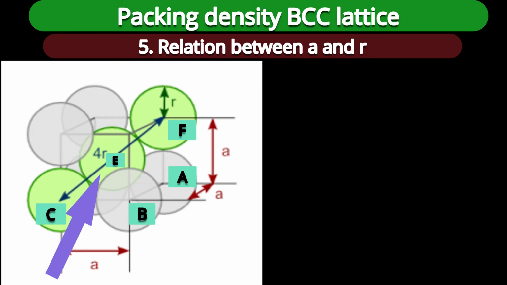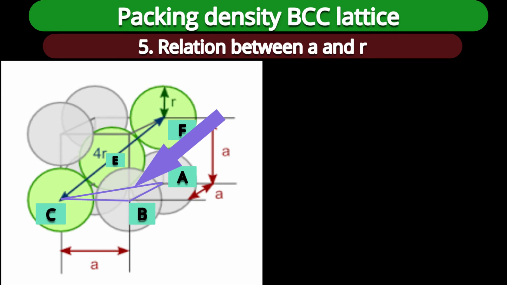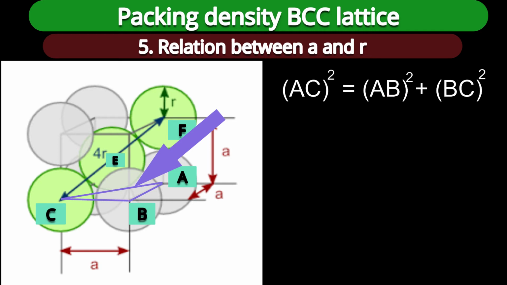E is our body central atom and F is the right back atom. So we are interested in distance CF, meaning the body diagonal. But to find that CF distance, let us first find the face diagonal, that is AC. By Pythagoras theorem, AC square, the hypotenuse of the right angle triangle, is equal to the sum of squares of the right angle making sides, meaning AB square plus BC square.